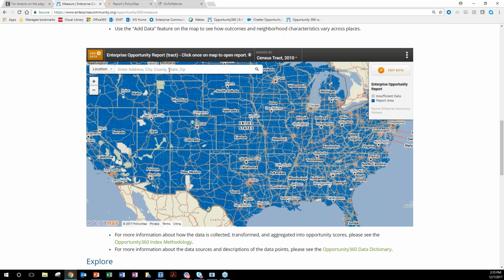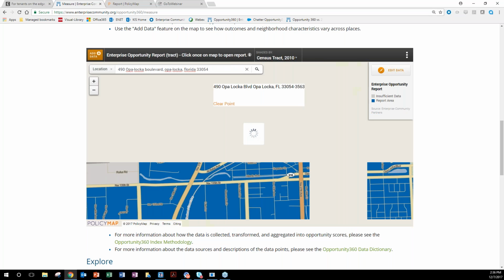So I will just say that if you put in any address in the country, you will get a 30-page report on opportunity in that place. But I'm going to, Florida. All right. Let's hope I put that in right.